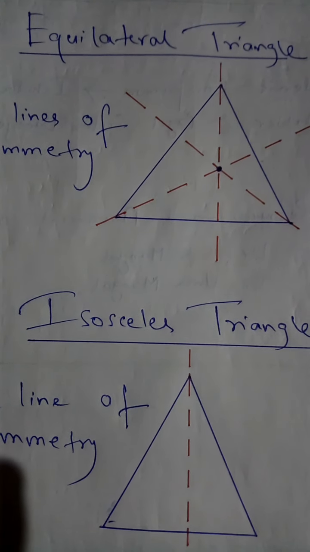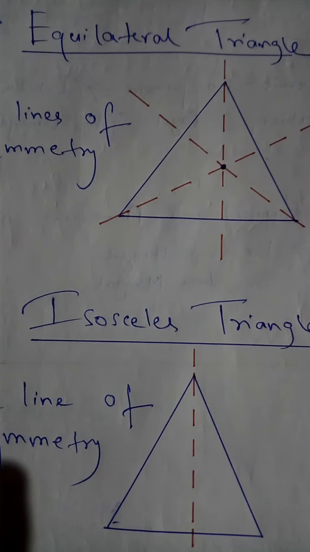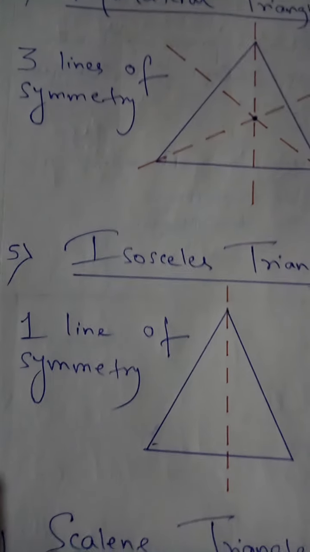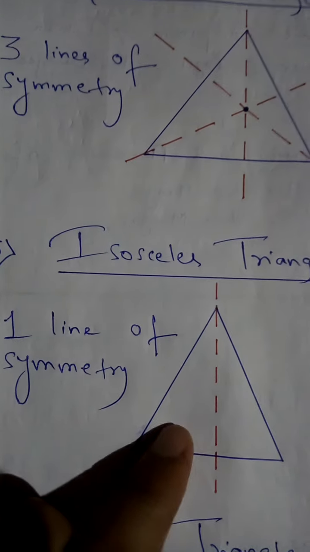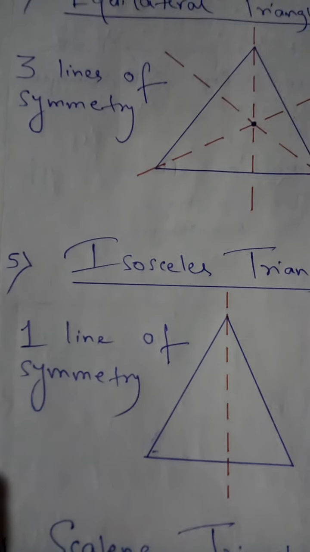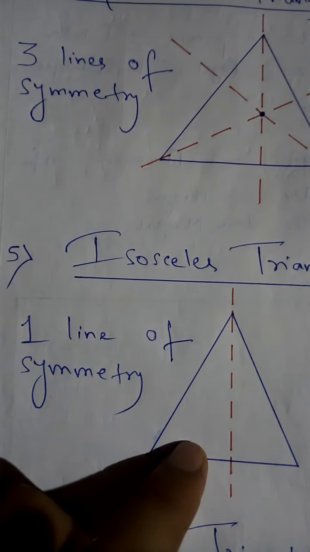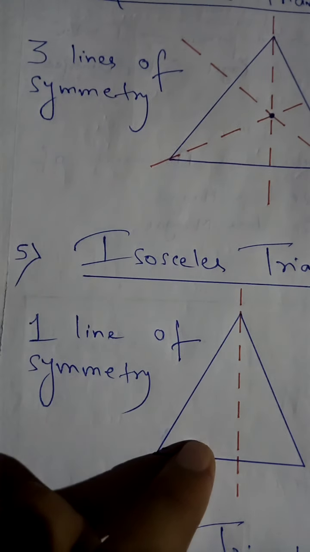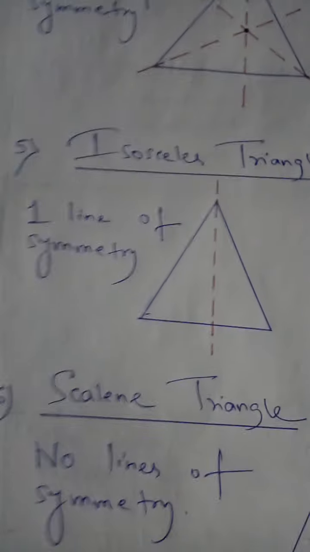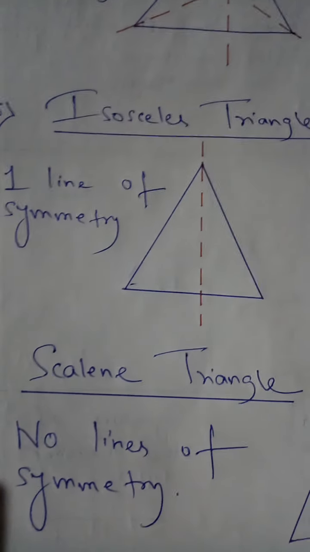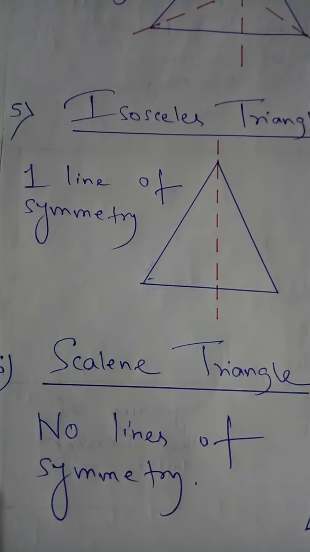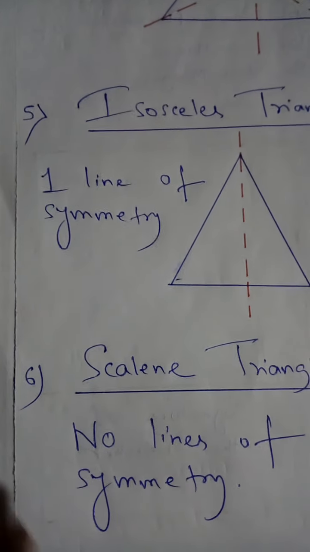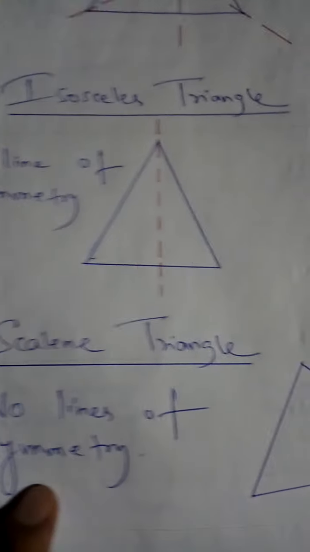Next one is scalene triangle. Now what is scalene triangle? A triangle whose all sides are unequal. Now see here, the scalene triangle, it has no lines of symmetry. As you can see, I have drawn a scalene triangle. Here all the 3 sides are different. And remember, scalene triangle has no lines of symmetry. So you will get some more figures that have no lines of symmetry.